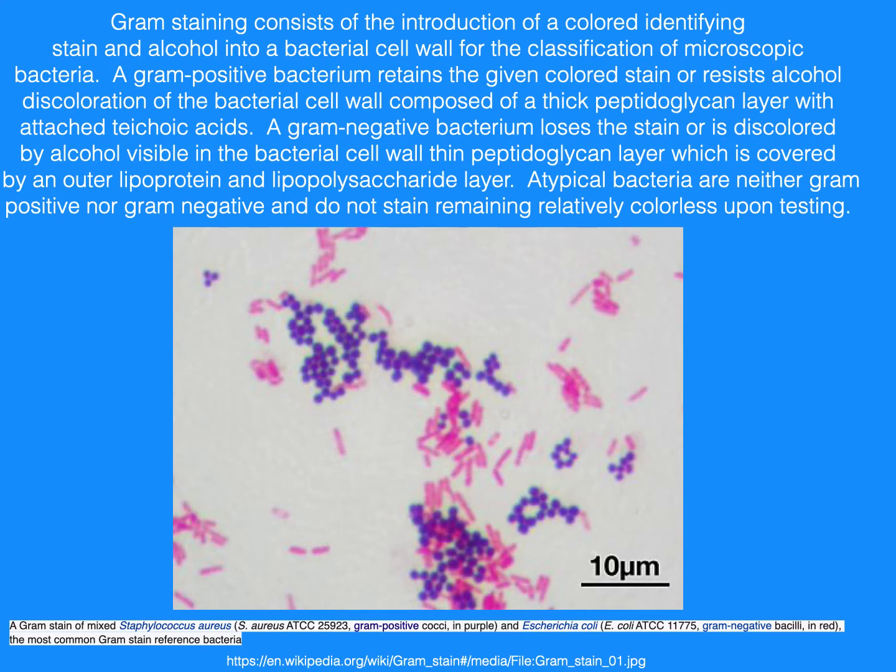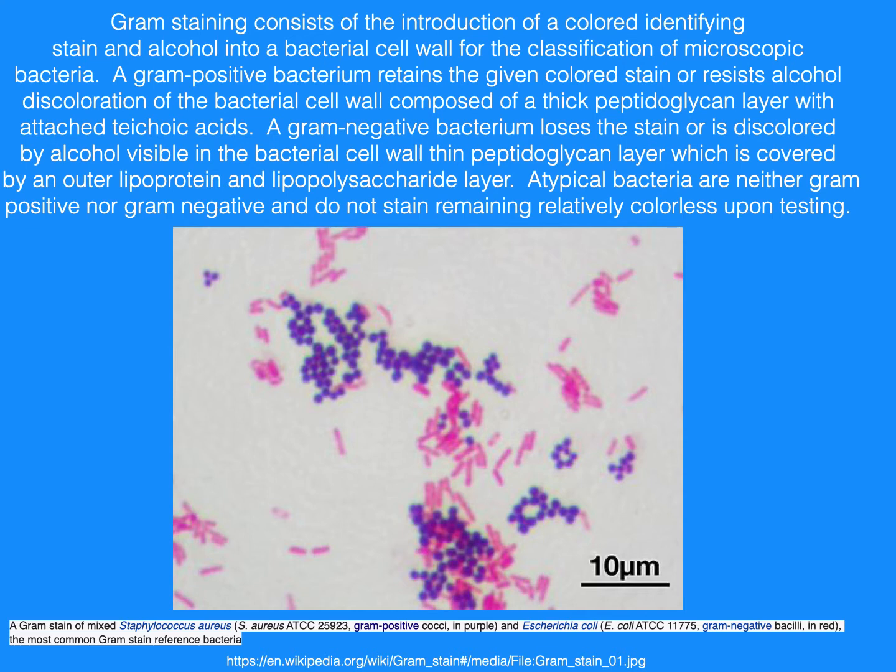Gram staining consists of the introduction of a colored identifying stain and alcohol into a bacterial cell wall for the classification of microscopic bacteria. A gram-positive bacterium retains the given colored stain or resists alcohol discoloration of the bacterial cell wall composed of a thick peptidoglycan layer with attached teichoic acids.